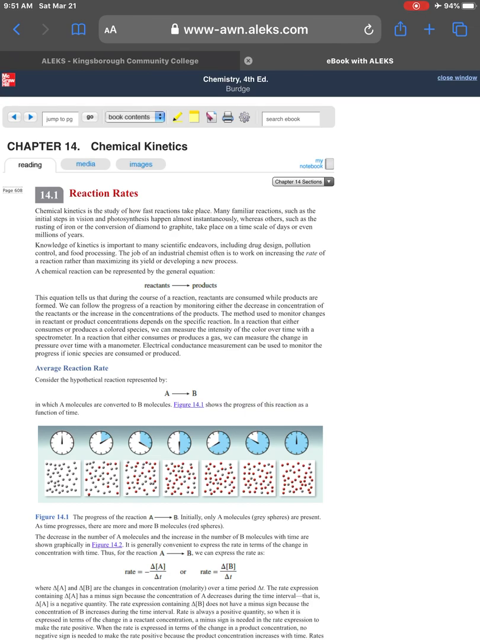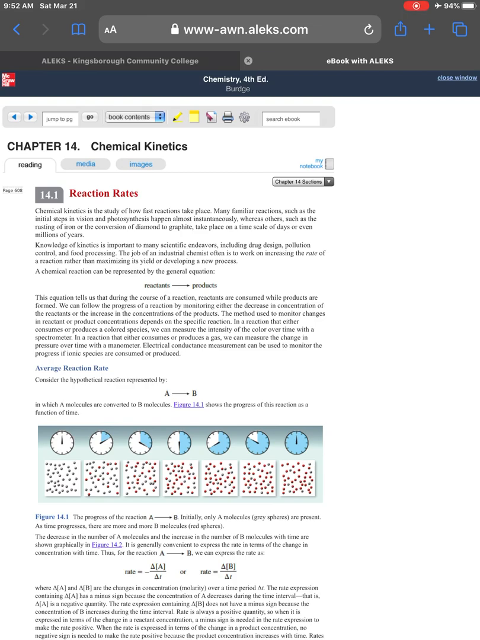Many familiar reactions, such as the initial steps in fission and photosynthesis, happen almost instantaneously, whereas others, such as the rusting of iron or the conversion of diamond to graphite, take place on a time scale of days or even millions of years. Knowledge of kinetics is important to many scientific endeavors, including drug design, pollution control, and food processing. The job of an industrial chemist often is to work on increasing the rate of a reaction rather than maximizing its yield or developing a new process.